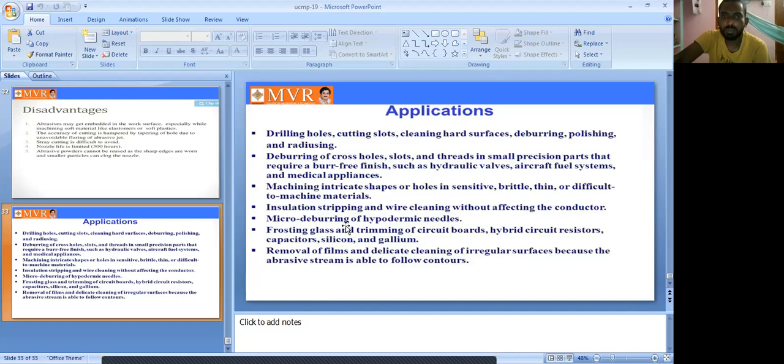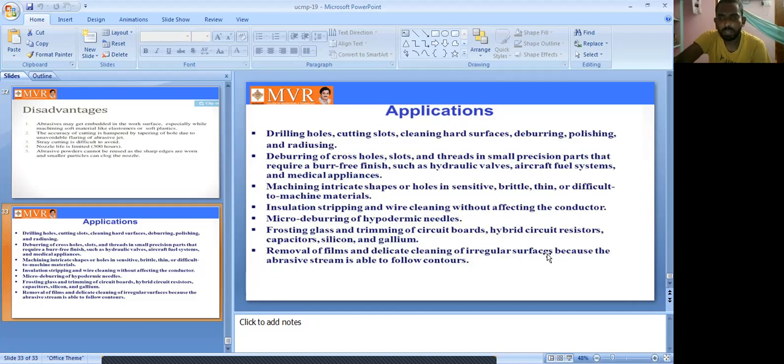Insulation stripping and wire cleaning without affecting the conductor. The micro deburring of hypodermic needles. Frosting glass and trimming of circuit boards, hybrid circuit resistors, capacitors, silicon and gallium. We can do these kinds of operations also.